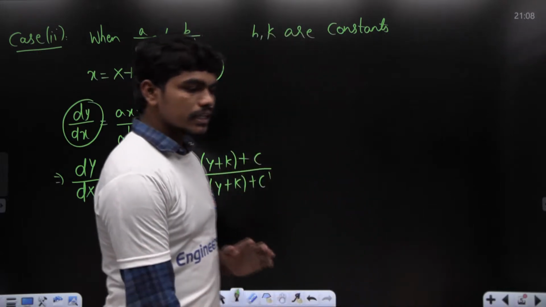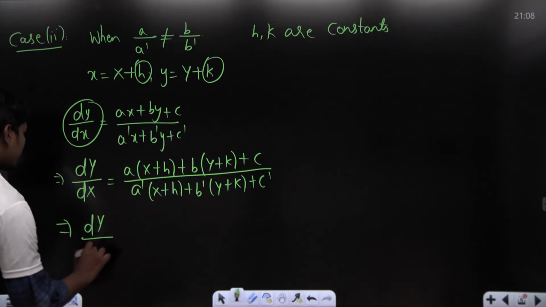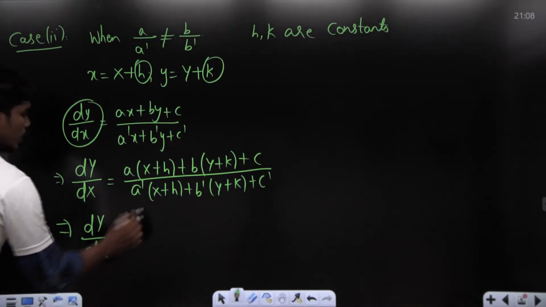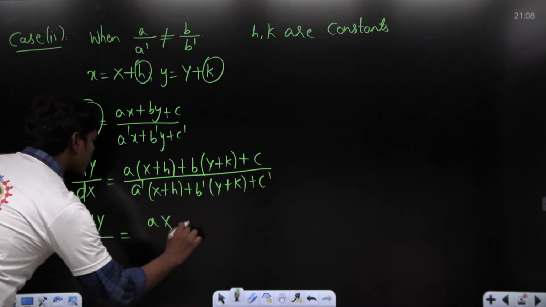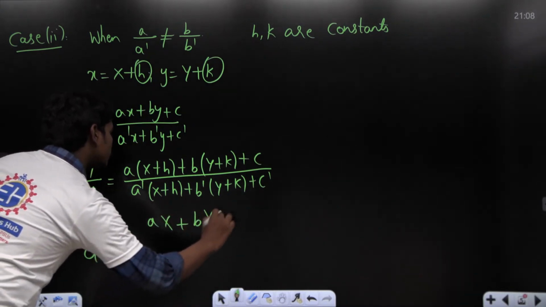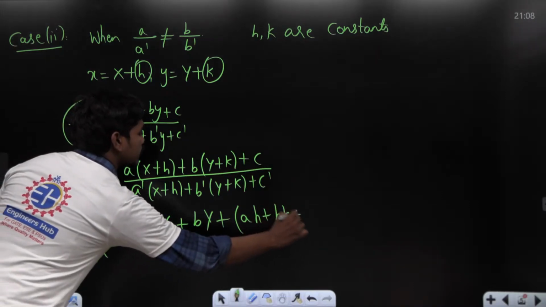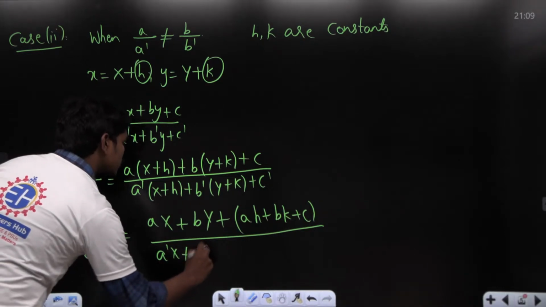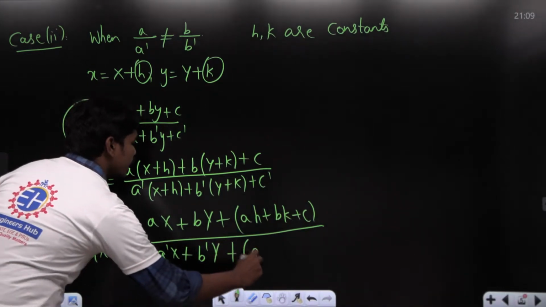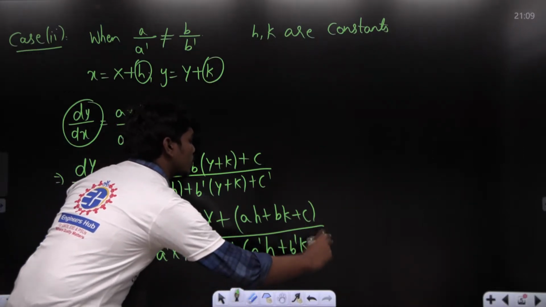Now, if you can understand till this moment, then we can write d capital Y divided by d capital X is equal to, look, I am multiplying this a into capital X. Then I will be having aX plus bY plus, there will be one term which is ah plus bk plus c, divided by a dash X plus b dash Y plus a dash h plus b dash k plus c dash. This is what you will be having.